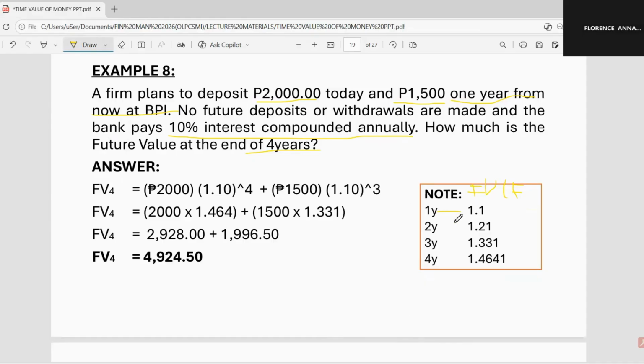For period 1, that's 1.1, 1.10. For year 2, that's 1.21, which is 1.1 times 1.1, you'll get 1.21. And for the third year, that is 1.21 times 1.1, you'll get 1.331. For your fourth year, you'll get 1.4641. So, ilang periods mag-earn ng interest si dineposit niya today?